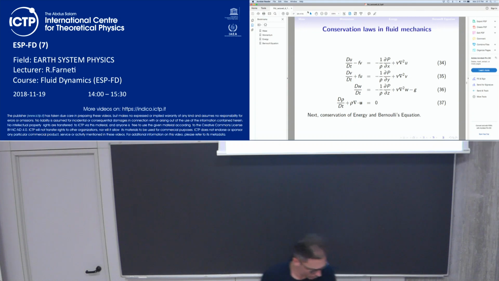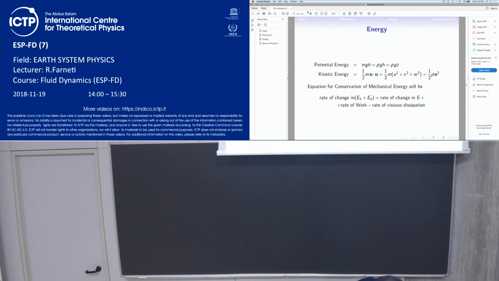Okay, so now we have those two conservations. We have continuity at the bottom, and we have the momentum equations and the conservation of momentum for the fluid flow. So now we're going to do the energy, or almost all of the energy part.